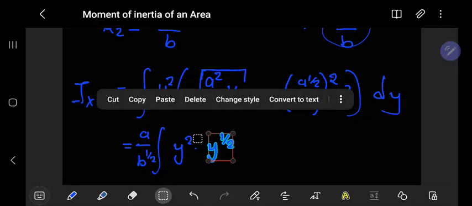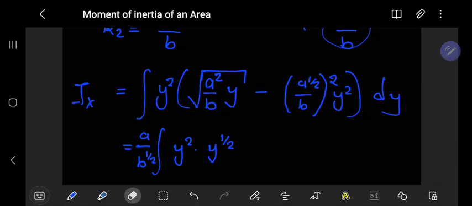Now I'll only have these two from this term, and since they are multiplying, I'll just add the powers here. So this is from the first term here, so these will just add the powers. So when you add 2 plus 1 over 2, this ends up giving us 5 over 2 as the power. So that we can just look at this as y to the power 5 over 2. And then this is, of course, dy. So I've just multiplied this with this term.